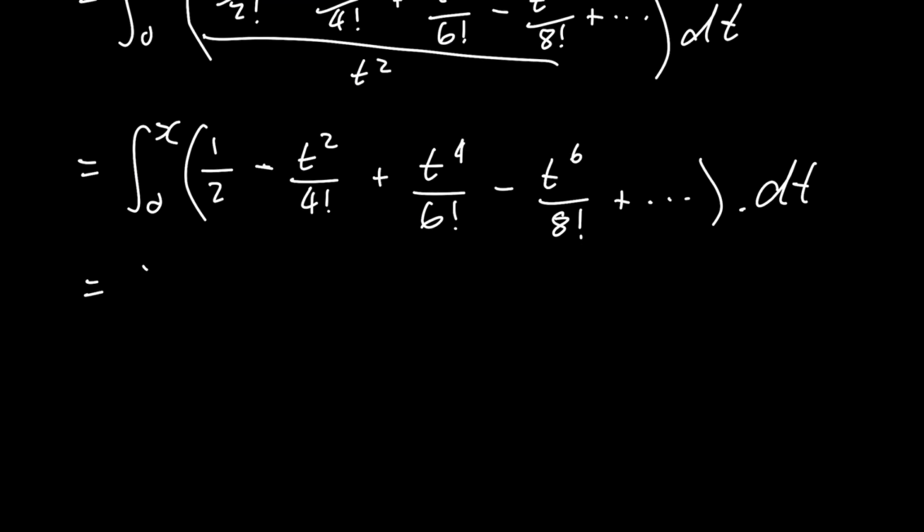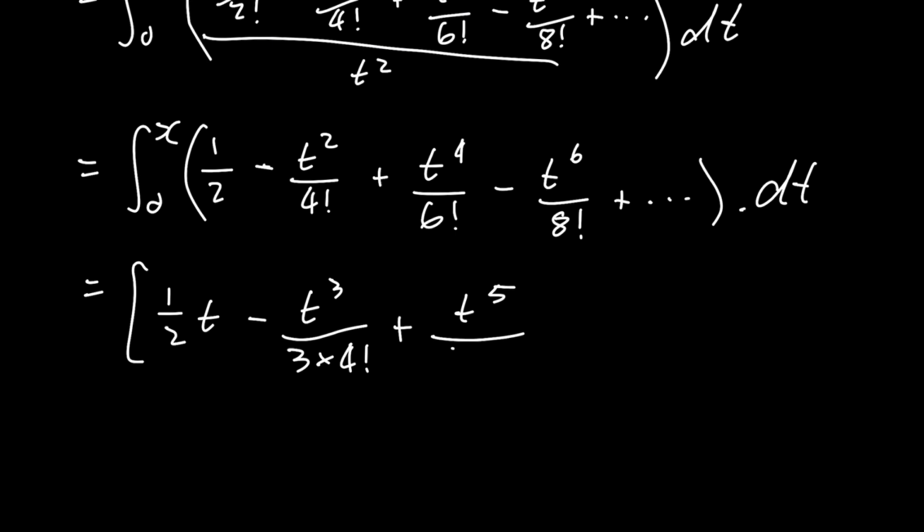Now we've got to do the integral. So 1 over 2 integrated is going to be 1 over 2t. This is going to be minus t cubed over 3 times 4 factorial plus t to the 5 over 5 times 6 factorial minus t to the 7 over 7 times 8 factorial plus all the rest of these terms, and then we go from 0 to x.